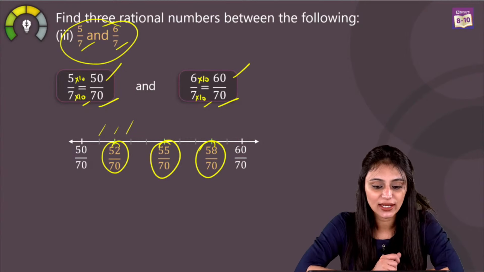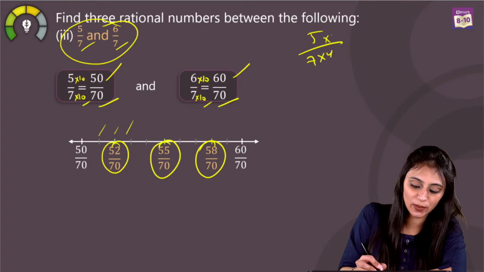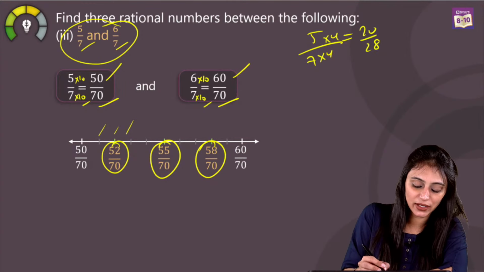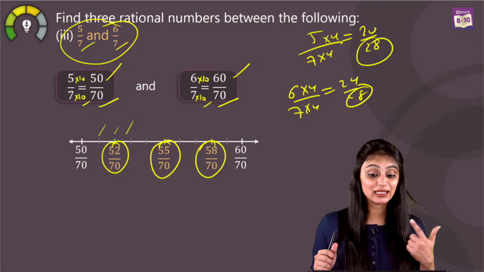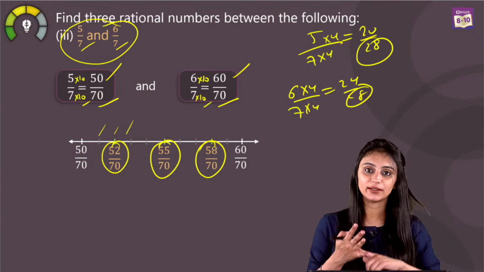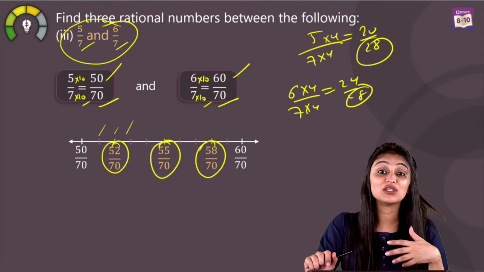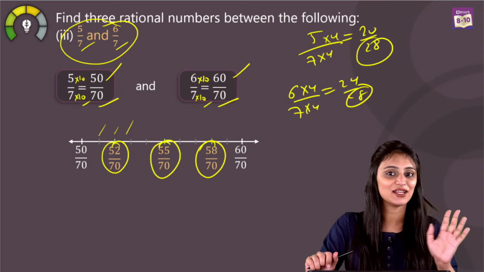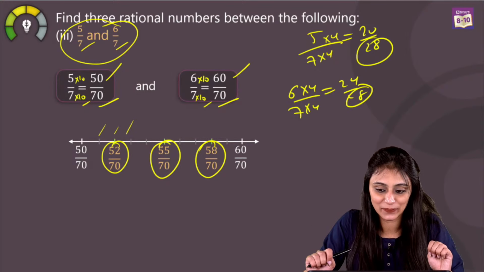Yes, Shalini says, can we multiply that by 4? If I multiply the numerator and denominator by 4, I get 20 by 28, and here also I get 24 by 28. Denominator is same. But between these numbers, I'll have 21, 22, 23. Yes, 3 rational numbers we can find out using this also. But let's suppose if you need 4 rational numbers, then in that case, you cannot multiply by 4, right? So you have to look for these things.